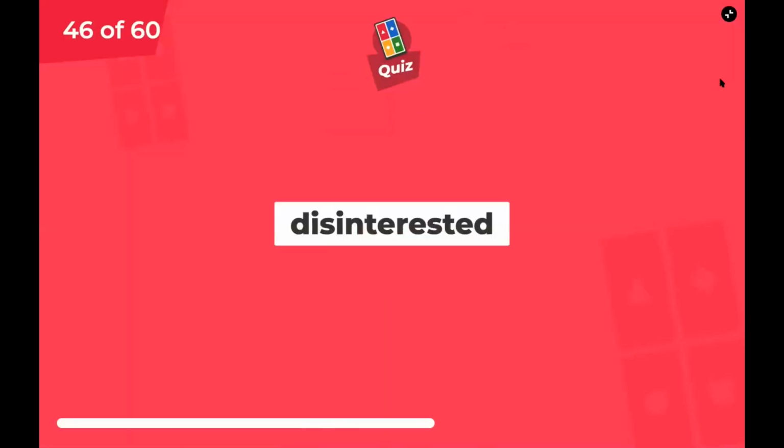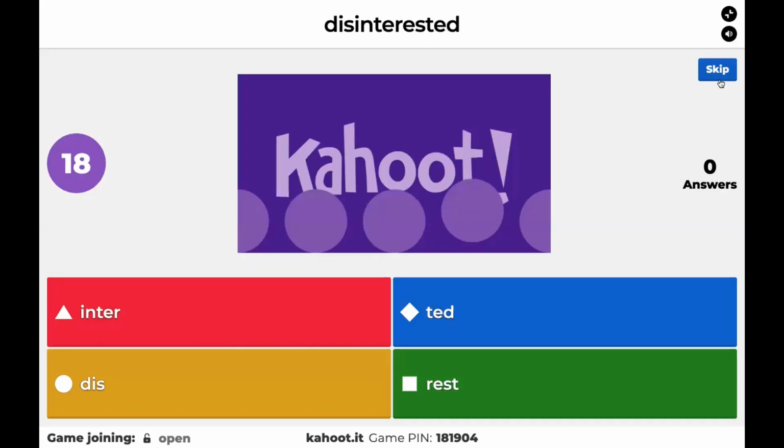Disinterested. Red is inter, blue is head, yellow is dis, and green is red.